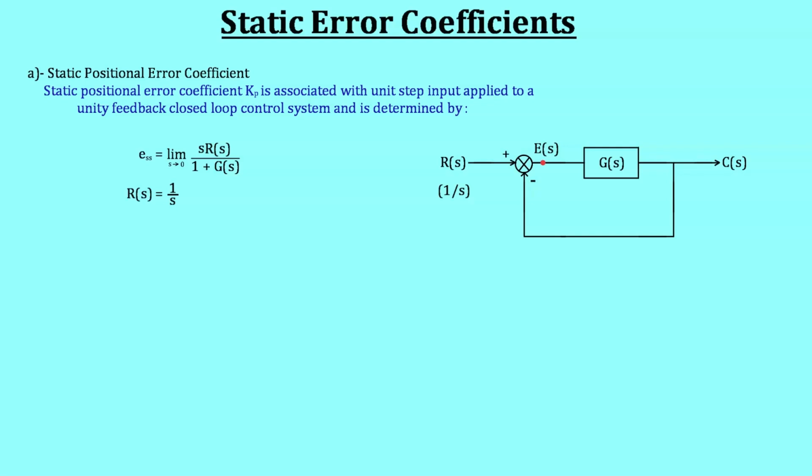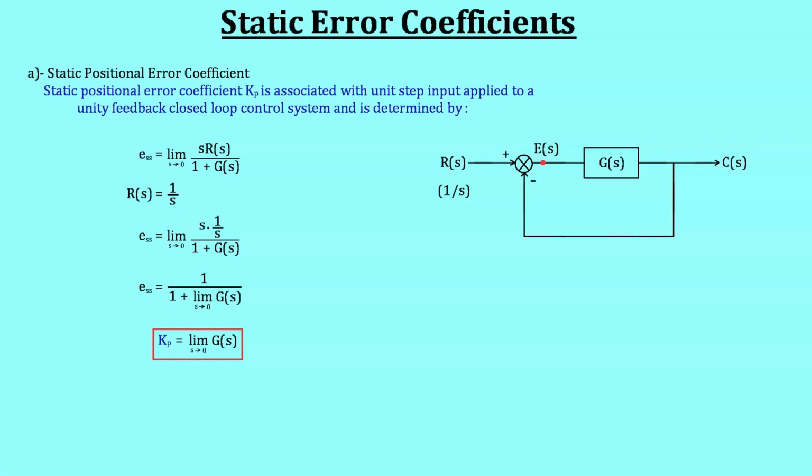As in the definition it is clearly written that static positional error coefficient is defined for step input, therefore R(s) is equal to 1 upon s. Now we have to simply put this value in the expression for steady state error, and afterwards we will shift the limiting expression in the denominator, which consists of the only variable in this expression. Static positional error coefficient Kp is defined as limiting value when s tends to 0 of the expression of the Laplace transform of feed forward function. This is how static positional error coefficient is defined.